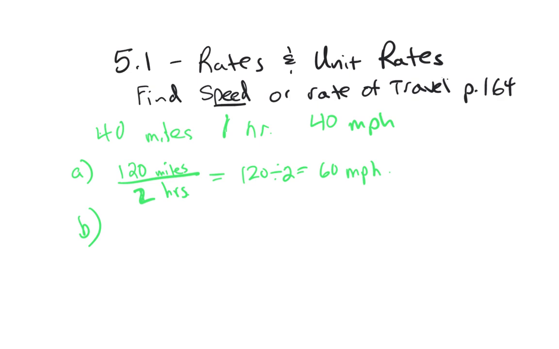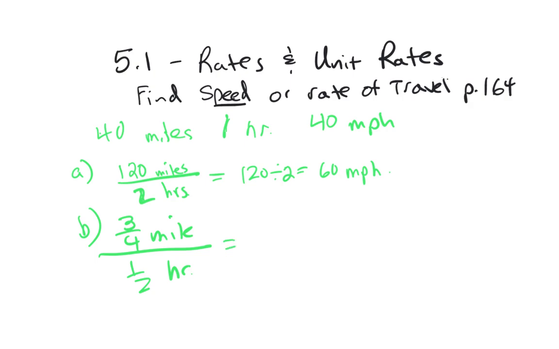And B, this is on the top of page 165 actually. Joyce is climbing up a steep trail. She climbs 3/4 of a mile in a half an hour. Find her climbing speed in miles per hour. Well, same thing here. We've got 3/4 of a mile is the distance. The rate is being compared to 1/2 hour.